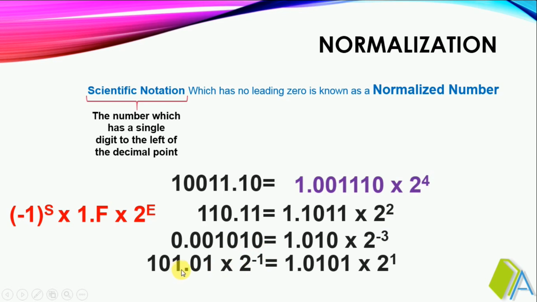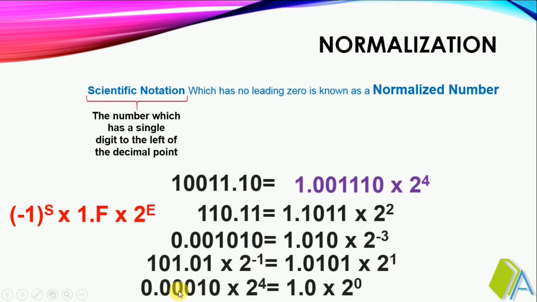In this example, in the initial case itself, I have a negative exponent. In order to normalize the given number, I have to shift the decimal point left by 2 bits, so I have to add 2 to this minus 1. It results in plus 1. In this example, the initial exponent value is 4, so I have to shift my decimal point 4 bits towards the right. So 4 minus 4 becomes 0. This is the way we have to normalize the number.